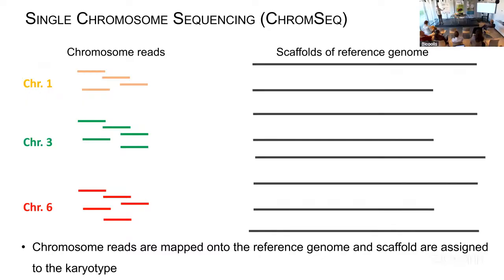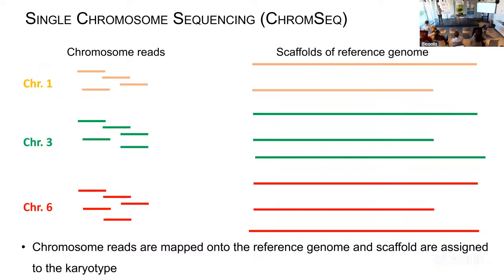Then you have the scaffolds of your reference genome, or however you want to call them. Then you map the chromosome reads onto the scaffolds of your reference genome, and then you fish out the information of the reference genome. So by a simple mapping with some refinement, you can find the scaffolds that physically correspond to the chromosome of your karyotype, okay? So you can find this link, this connection.